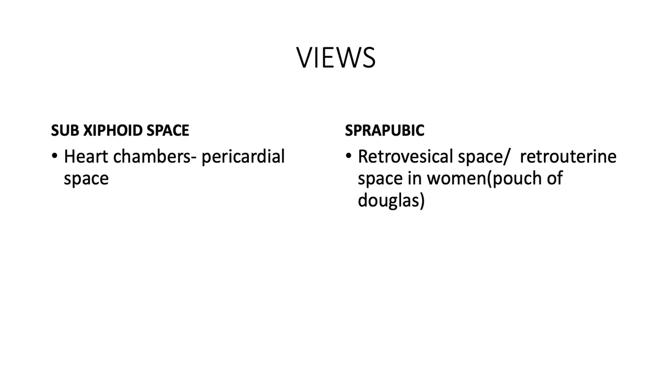In the subxiphoid window, we usually want to look at the heart chambers and the pericardial space, the space in which the heart lies. We could have a collection of fluid there that could cause a pericardial tamponade, and we can tease this out with a FAST scan. In the suprapubic view, we look at the retrovesical space, the space behind the bladder, and the retrouterine space in women, which is the pouch of Douglas.